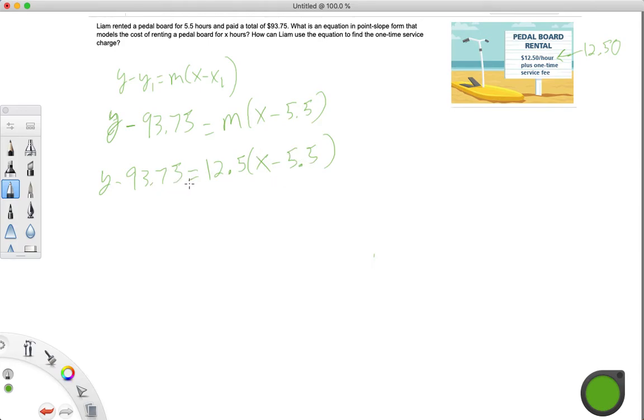Solve for b. Solve in slope intercept form. So we can plug this in and find our slope intercept form, right? So y, I'm going to add $93.75 to each side. Okay, so y equals, that goes away, 12.5x. I'm going to distribute 12.5 times 5.5.